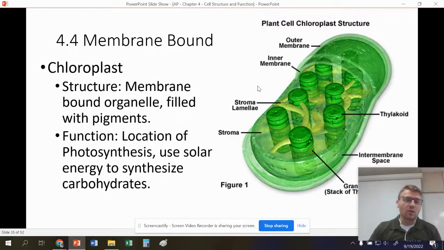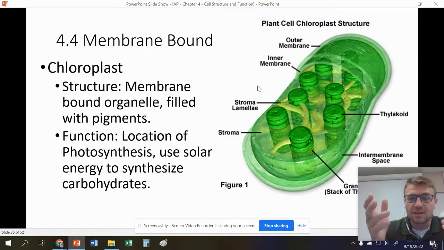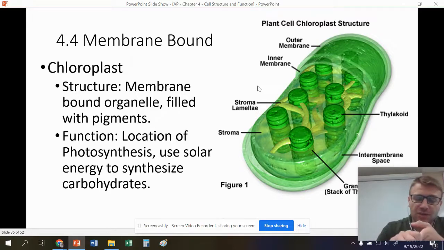All right, membrane-bound organelles. Chloroplast, another membrane-bound organelle. Again, remember, it has two membranes. This is from that endomembrane system, the endosymbiotic theory. But basically, this is an organelle filled with pigments that's going to intake light energy and make carbohydrates. This is the location for photosynthesis. We'll learn a lot more about these later on.